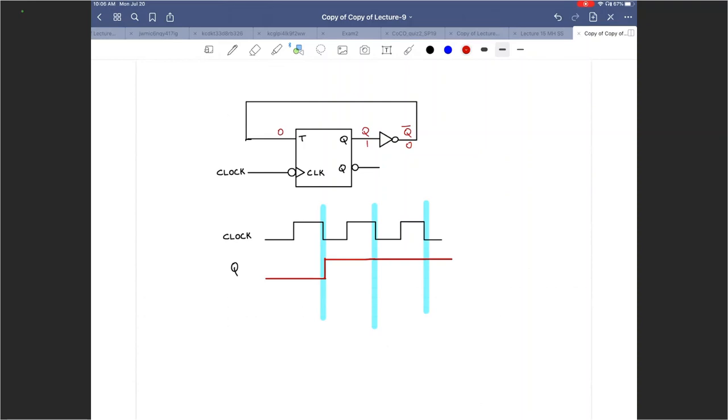So all we did was assume a starting state here. All right, let us stop with this lecture right here.